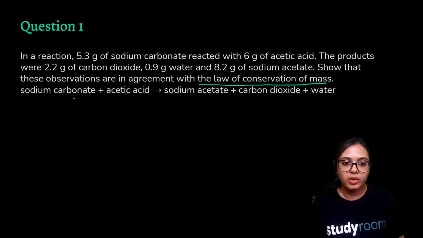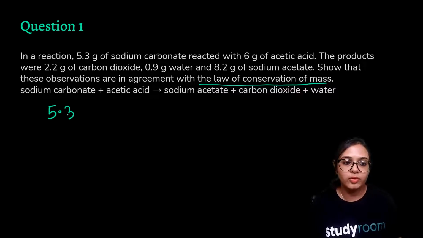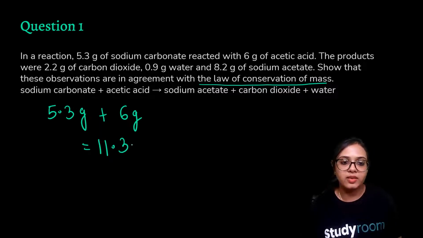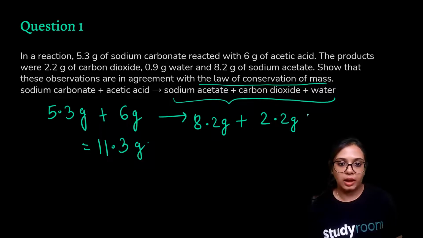So we have sodium carbonate and acetic acid as our reactants, right? So we have 5.3 gram of sodium carbonate, and we have 6 gram of acetic acid. So the total mass of the reactants is 11.3 gram. After the reaction, we get sodium acetate. So we get 8.2 grams of sodium acetate, and we get 2.2 grams of carbon dioxide. I am writing this by looking at this statement over here. And water, we get 0.9 grams of water.